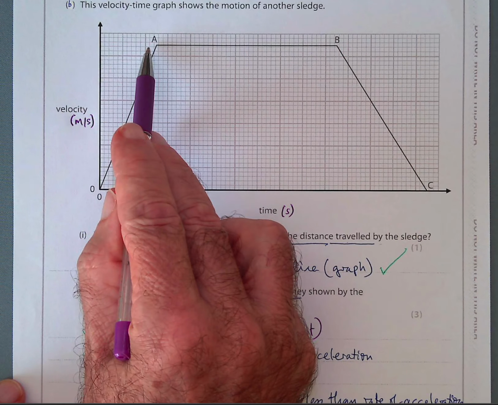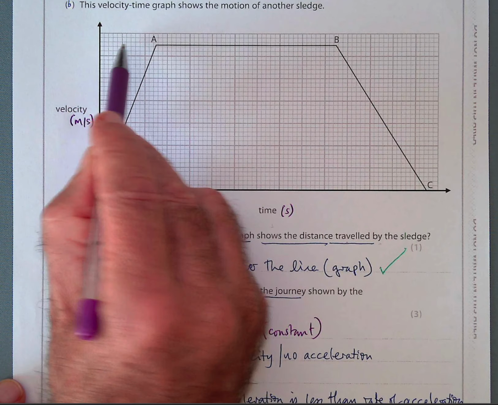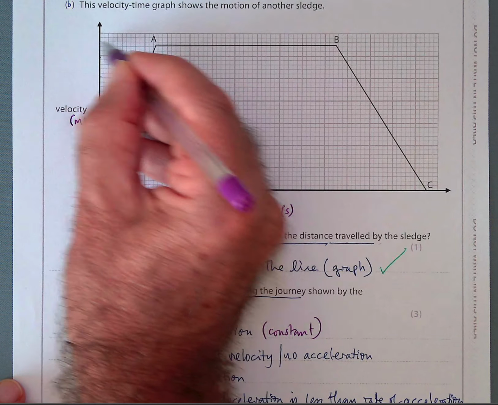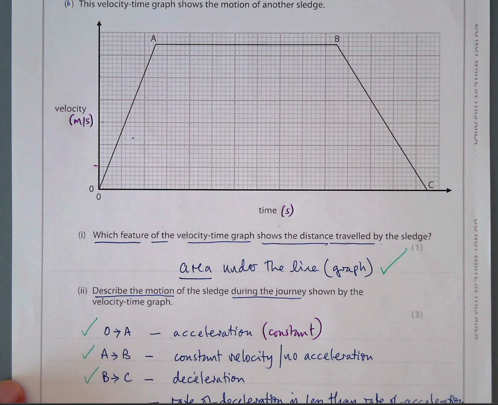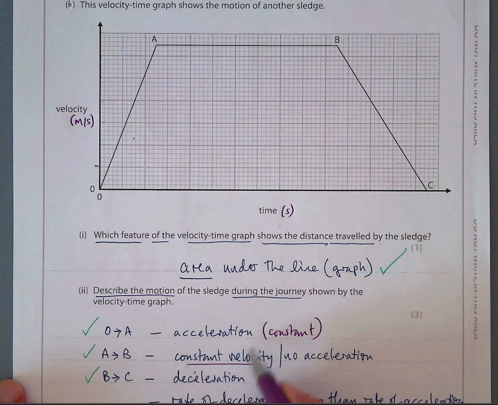From A to B, it's moving at constant velocity. So they gave us numbers here. We could read what the speed was. Yes? So if this was 10, 20, 30, 40, 50, 60, it would be 65 on that scale if it was going up in tens here. Okay? Again, you're saying it's at constant velocity. So you're not just putting one word.